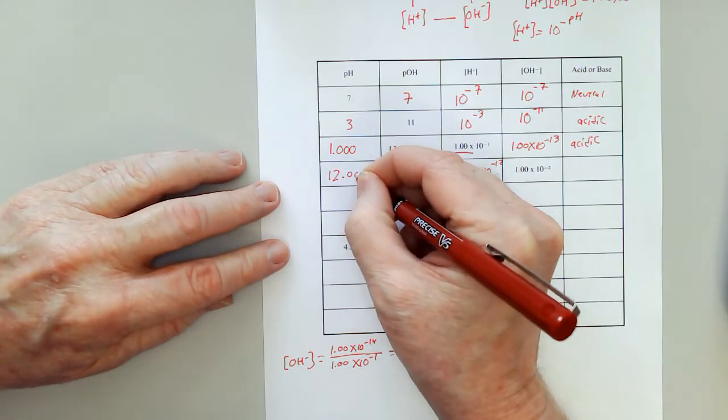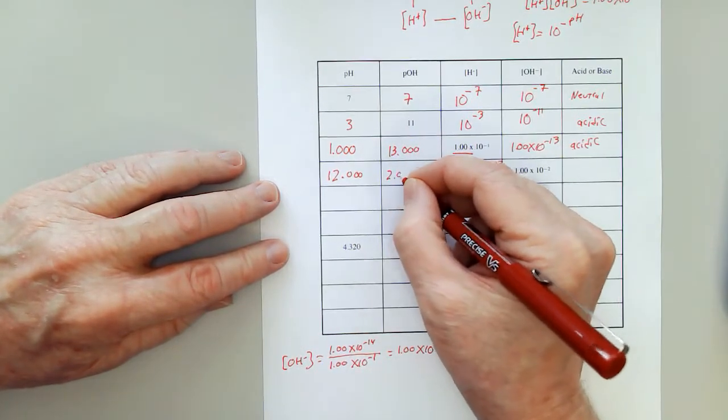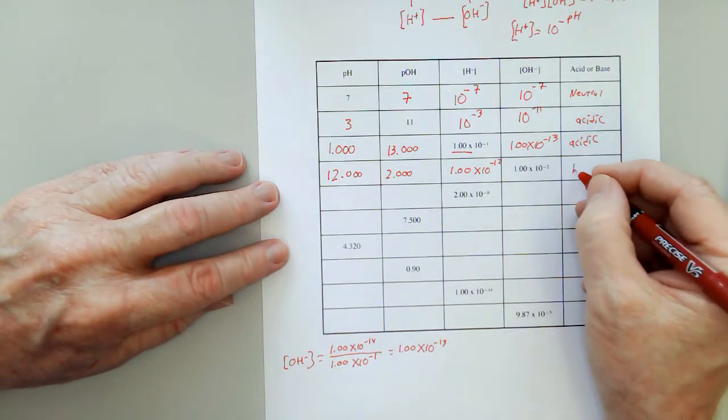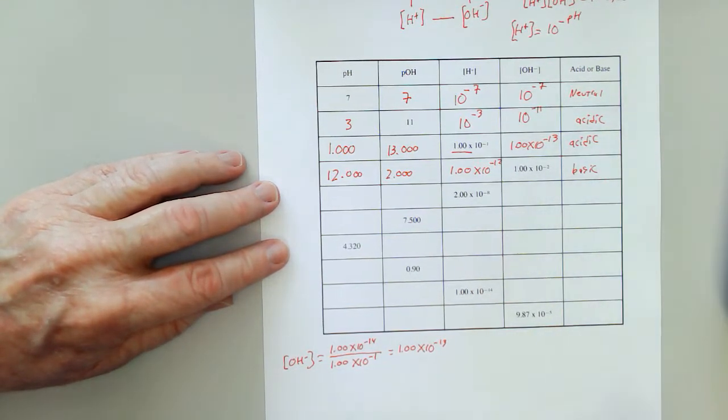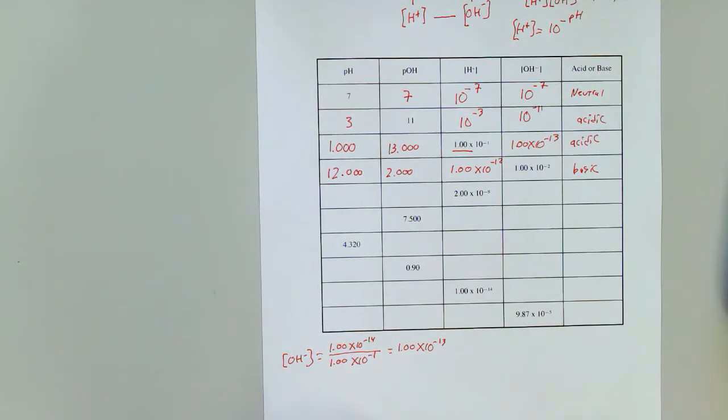But I have to say it is 12.000 because of the 3 sig figs. This is 2.000 because these two add up to be 14. And this is basic. Okay. Now those are the ones that you can do in your head.